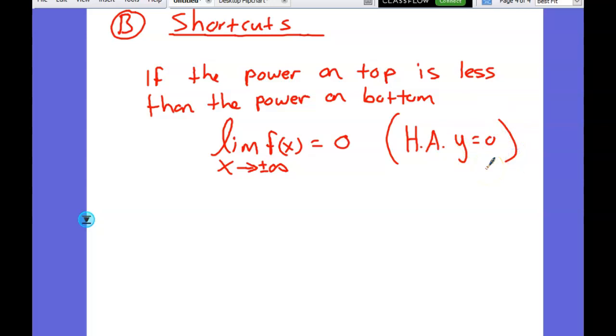All right, so here's one of the shortcuts, okay? If the power on top is less than the power on the bottom, then the end behavior is 0. That's your horizontal asymptote, okay? So for example, I'll give you guys an example in a minute. Let me give you guys the other shortcut. There's two of them.